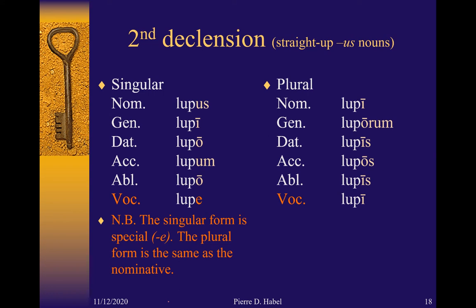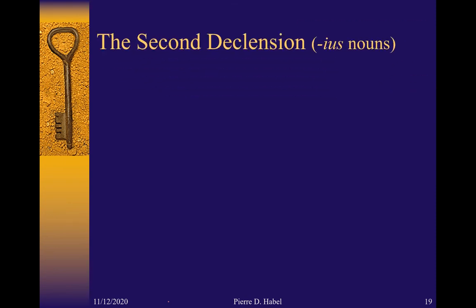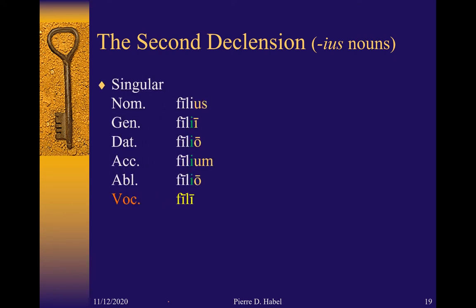Okay. Now, second declension nouns can be something of a pain in the rear end. We've already talked about how there are some that end in R, in ER or IR, beyond the ones that end in straight up US. But, and it's a big but, there are some forms that end in IUS. Some nouns end in IUS.